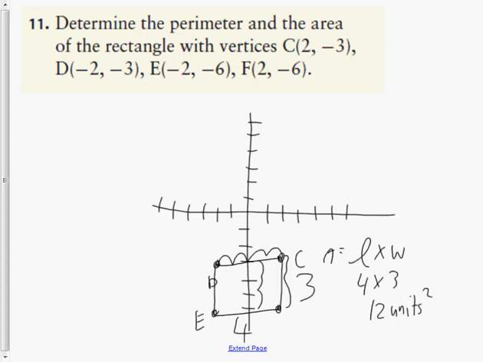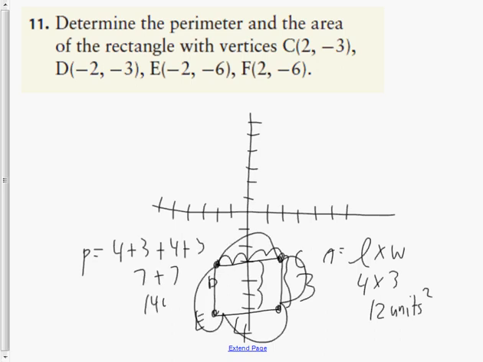The perimeter, which is different, the perimeter is the distance around the entire object, will be 4 plus 3 plus 4 plus 3, or 7 plus 7, or 14 units long. Okay, so the perimeter of this rectangle is 14 units, and its area is 12 square units.